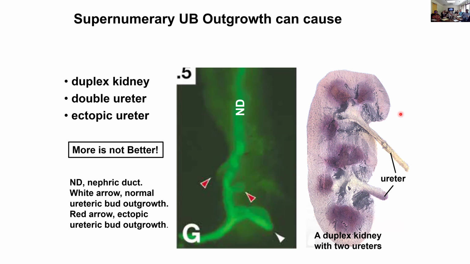A lot of times one ureter and kidney is associated with hydronephrosis and hydroureter, because of the position of this UB outgrowth, this UB eventually is not going to be connected properly with the bladder. So then you have urine buildup.